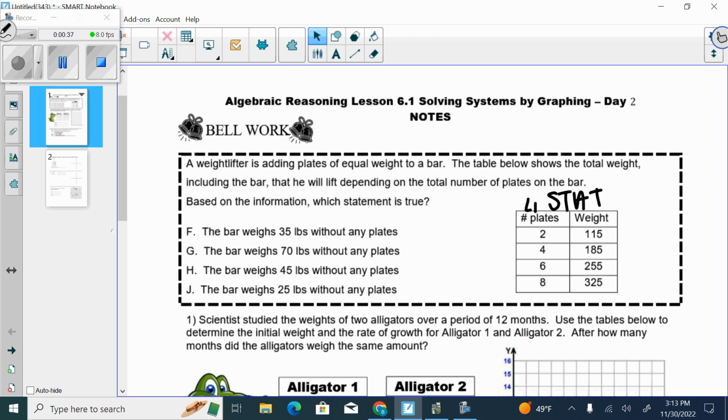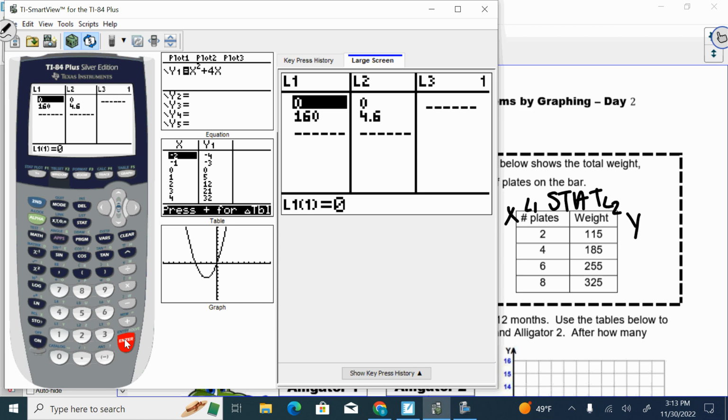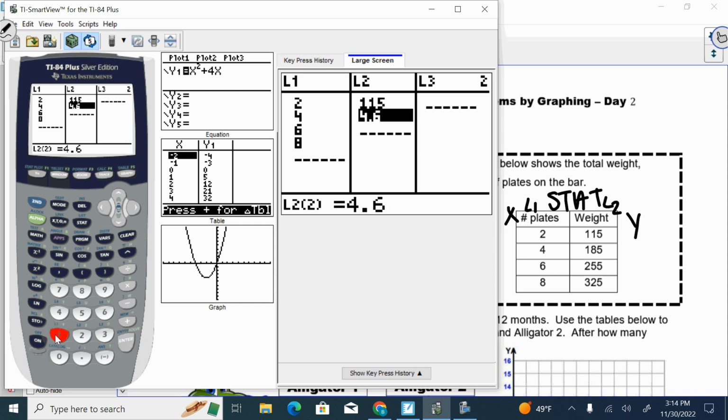Remember, this will be my list 1, this will be my list 2, because these are my x's and these are my y's. So in my calculator, I press stat, edit. In list 1, we're going to put the first column, so that was 2, 4, 6, and 8. And in that second column, we're going to put the weights. So 115 and 185 and 255 and 325.